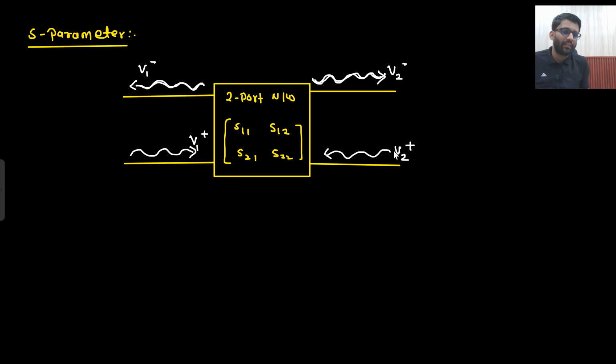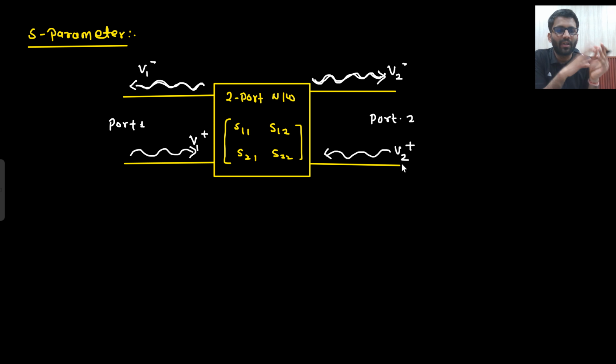Or what I could have done, from this side, this is your port 1 and this is your port 2. At port 2 I could also have given a V2 plus wave, then V2 minus will be reflected back and V1 minus will be transmitted. Is that clear to you? So V1 plus and V2 plus are the incident waves at port 1 and port 2 respectively. And V1 minus and V2 minus are the reflected waves at port 1 and port 2 respectively. Or you can say V2 minus is the transmitted wave at port 2 and V1 minus is the transmitted wave at port 1. Is this clear to you? Right?